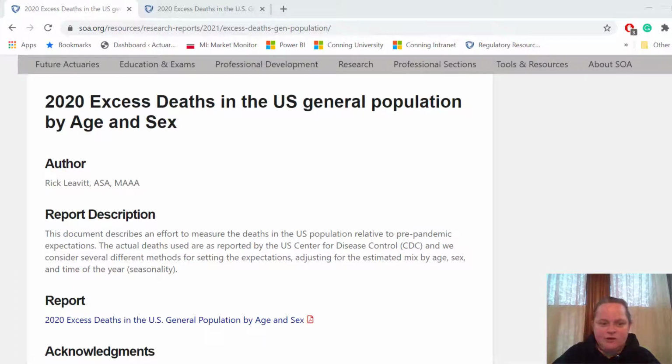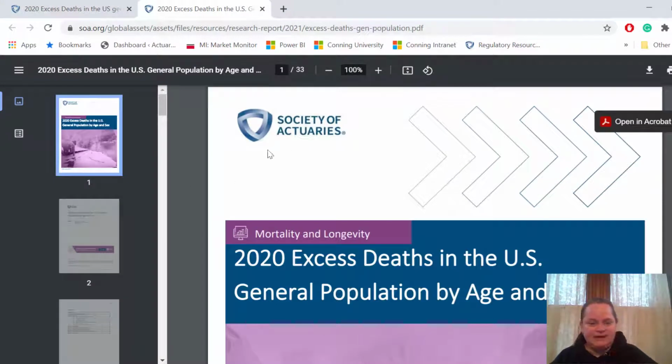Good morning. I want to go over this new research report from the Society of Actuaries. It was actually done by Rick Levitt, who is an actuary. 2020 excess deaths in the U.S. general population by age and sex. Let's look at this nice PDF.